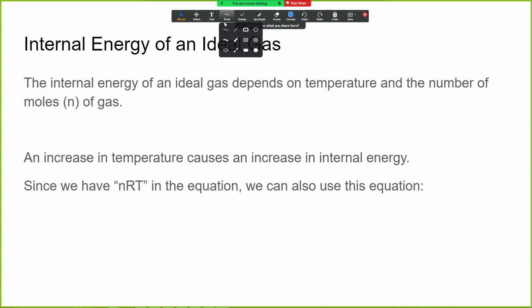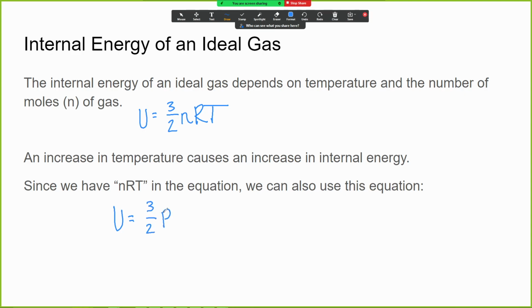The internal energy of a gas, once again, is going to depend on the temperature and the number of moles in the gas. This is the one we're going to use most often because we don't always have the number of molecules. This says that any increase in temperature is going to cause an increase in the internal energy of the system, and that should make sense because the internal energy is literally just all of the kinetic energies added up. We have nRT in this equation, and we know that nRT is equal to PV, so we can also write it like that.